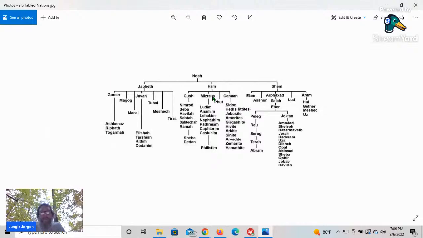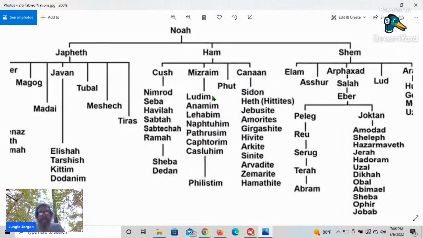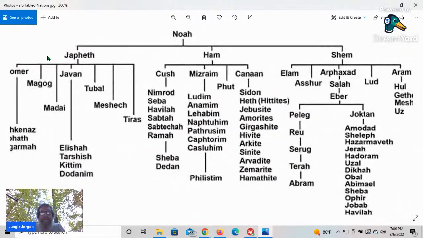And of course, Ham is after Shem. Japheth, Shem, and Ham. That's the order of the mutations. So if you don't have the order of mutations correctly, you're not going to get it right.